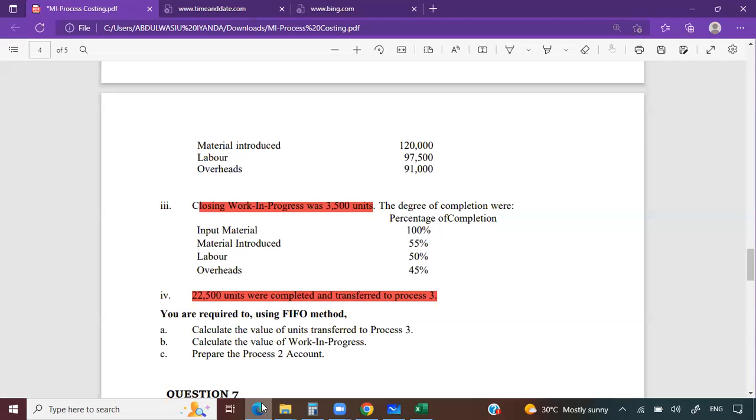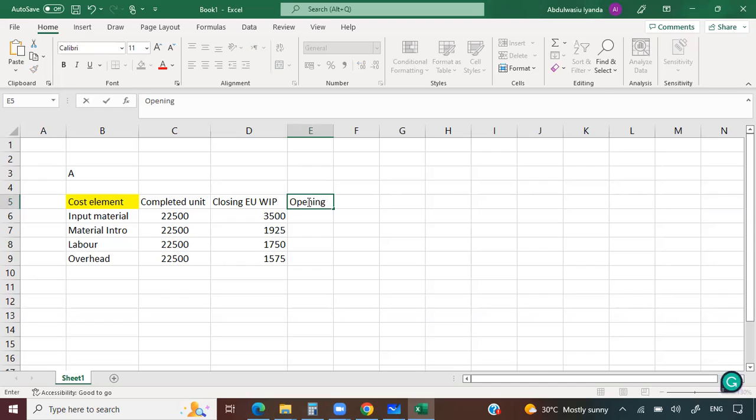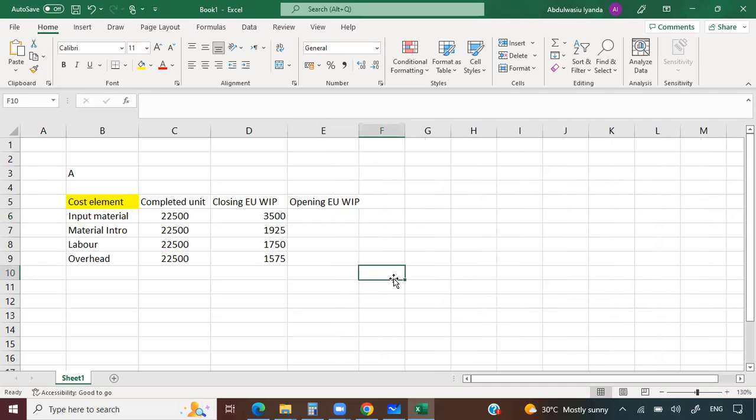Then we also have overhead. Overhead is 45%. You'll still be basing it on the unit. Please don't forget, you'll be basing it on the unit. 0.45 multiplied by 35. You have this. Then what is your open? A very straightforward answer. Closing work in progress. Just prepare it in this table. You are going to get it.